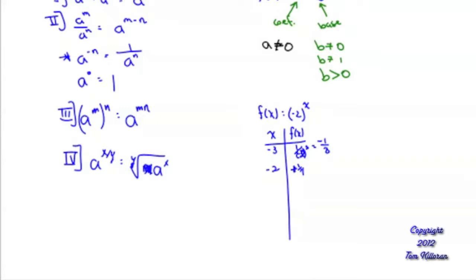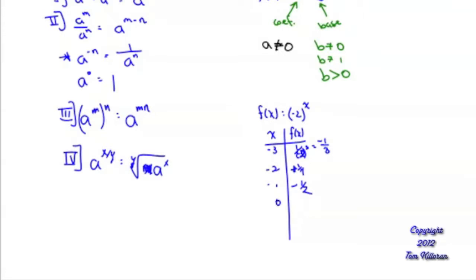Alright, negative 1. So that would be negative 2 raised to the negative 1. It's going to be negative. Negative 2 raised to the negative 3 was negative 1/8. Negative 2 raised to the negative 2 was 1/4. Negative 2 raised to the negative 1 is going to be negative 1/2.